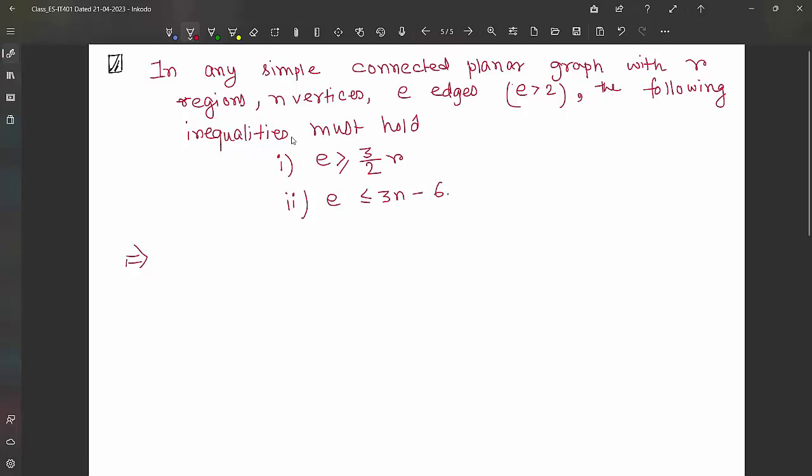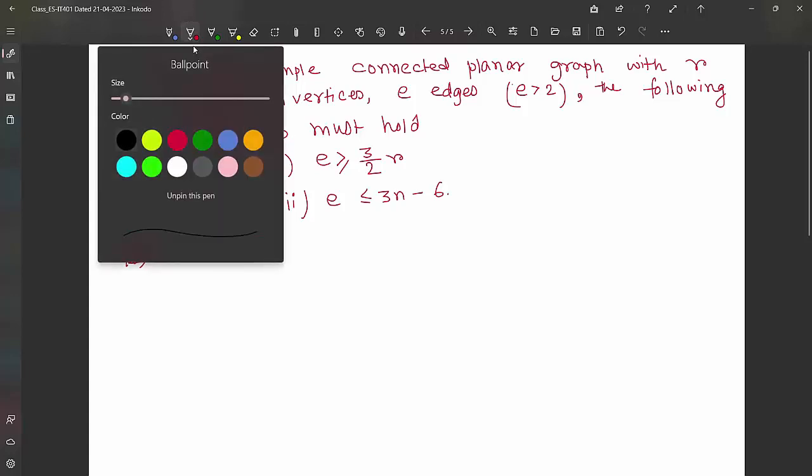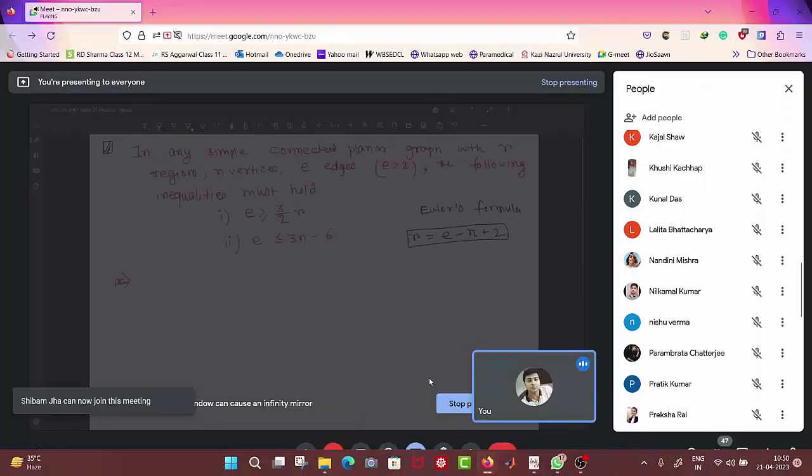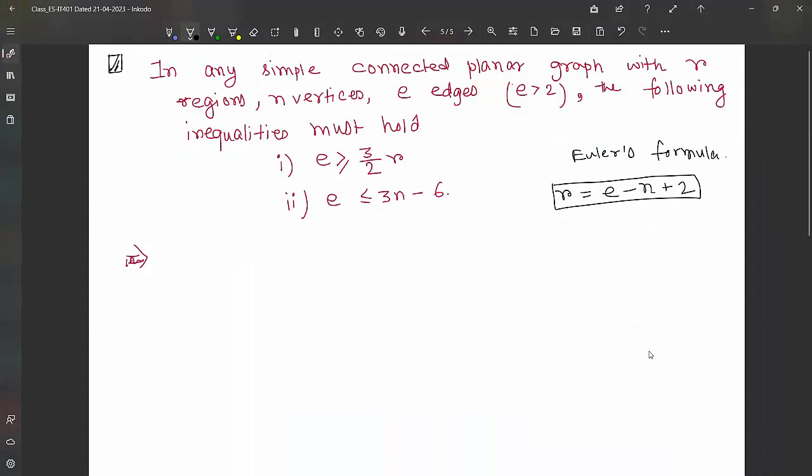Is there any way? From Euler's theorem, we have this statement that R is equal to e minus n plus 2. This is Euler's formula. Now we have to prove that e is greater than or equal to 3 by 2 R. Now tell me the way. How many regions are there? R regions, right? So now tell me, to produce one region, how many edges are required?